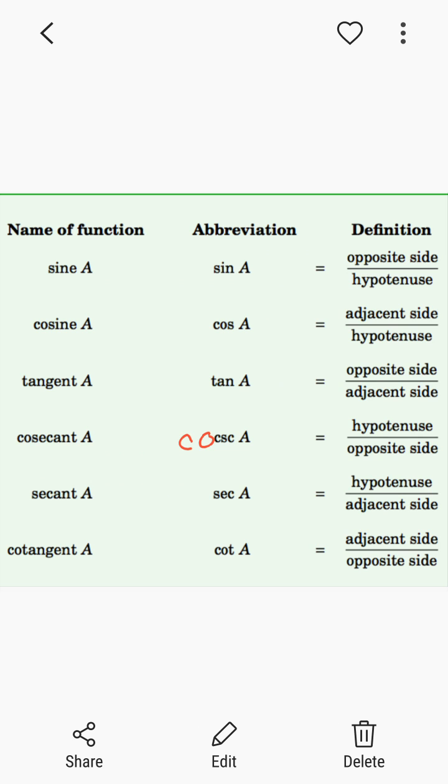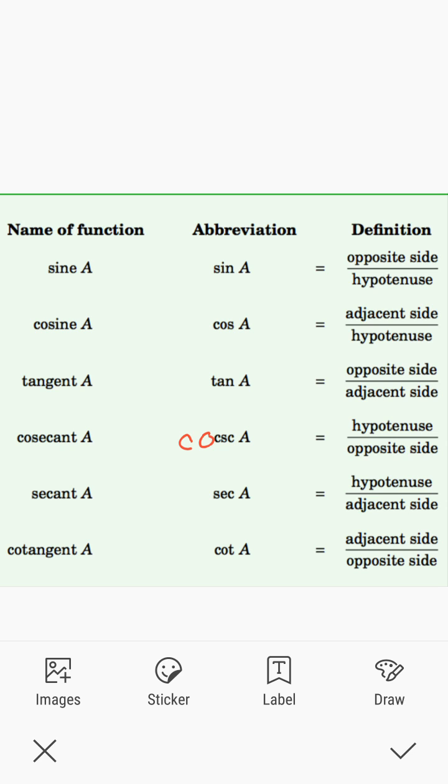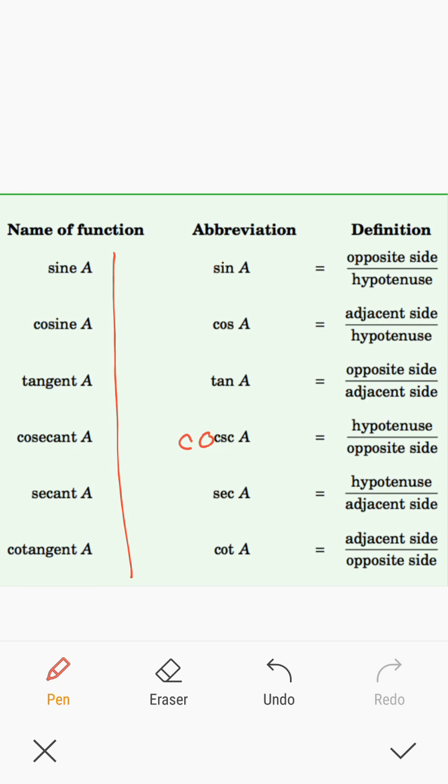Let's see the ratios once again. Here the name of the functions and the abbreviations are given. This is the actual name, and here the abbreviations are mentioned. So we have to stick to these abbreviations. Sin is actually sine, cos is cosine, tan is tangent, cosec is cosecant, sec is secant, and cot is actually cotangent. In the previous example, we wrote the trigonometric ratios with respect to angle theta.